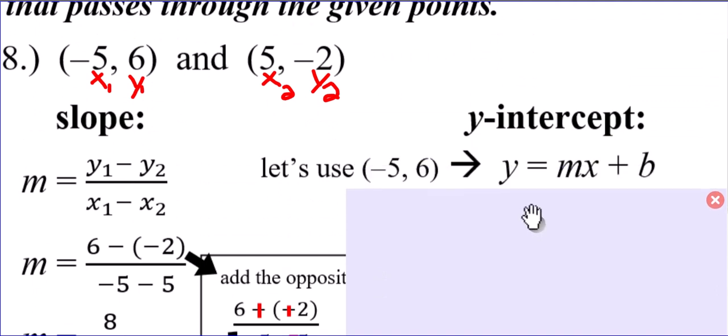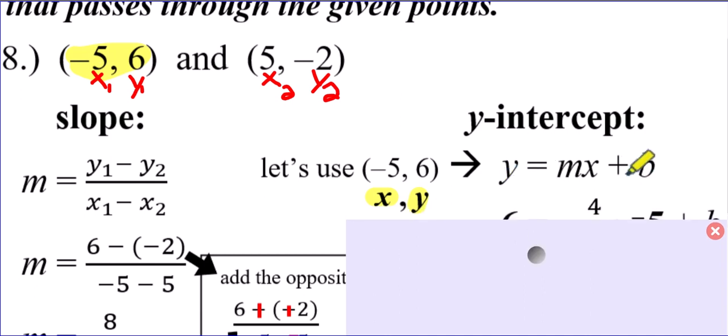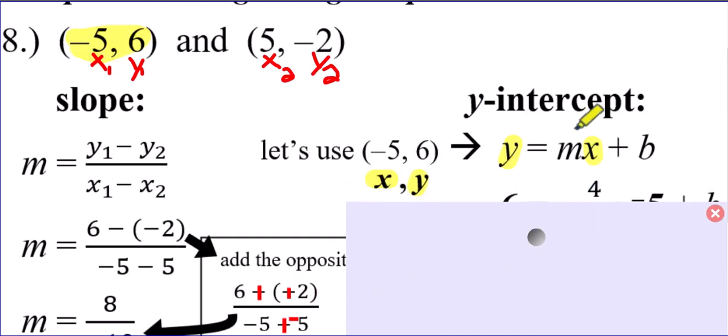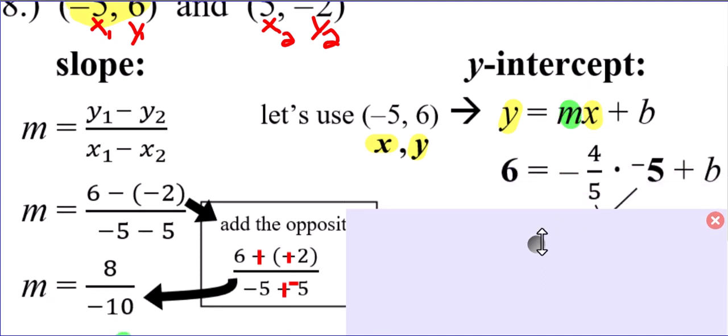What we can do is we can pick either of these ordered pairs. Now I went ahead and I picked the first one, which was negative 5 and 6, and that will become your x and your y to substitute into the formula y equals mx plus b. So put the 6 in for the y, put the negative 5 in for the x, and then don't forget we found the slope as negative 4/5. Put that in for the m, and it's going to look like this. Now, the b is the only variable that we do not know the value of. So we're going to do the work, and we're going to solve for b.